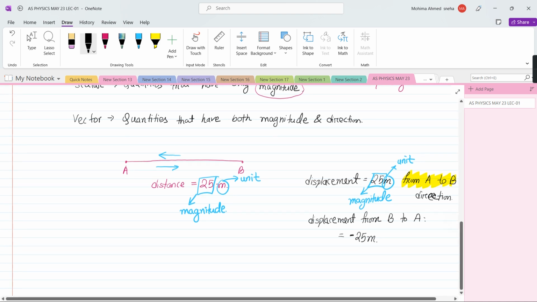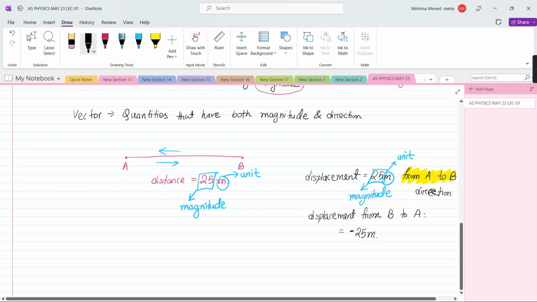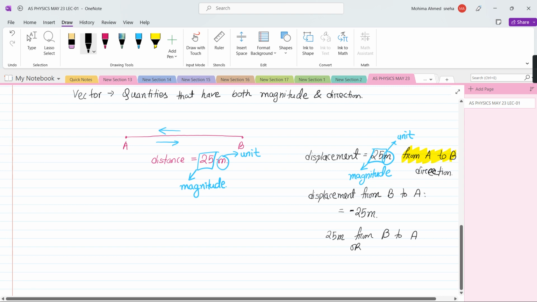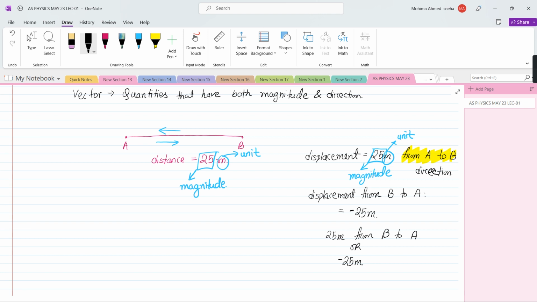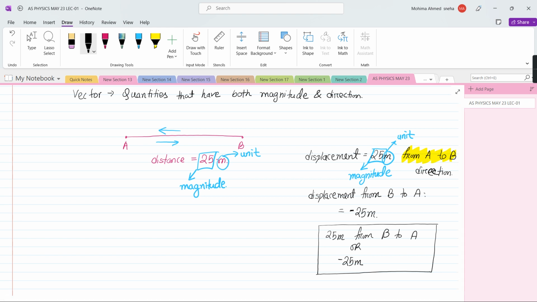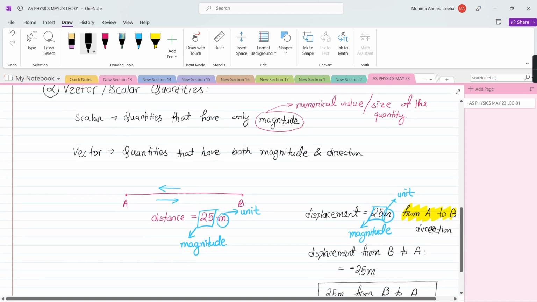You can write vector quantities like this: 25 meters from A to B, from B to A, or you can skip all these letters and just add a minus sign in front of it, and they both mean the same thing. Either you write your displacement as 25 meters from B to A, or you simply write minus 25 meter. The negative sign is always used in vector quantities to represent the directions. Is this clear up to this level?